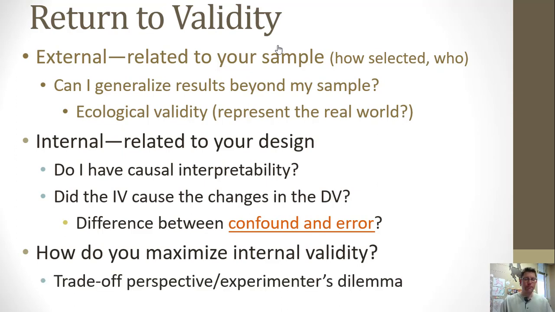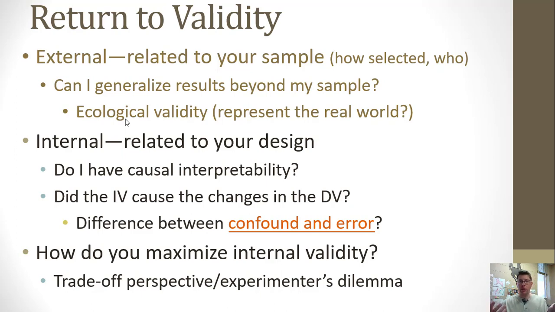The problem is that, and Leary talks about this in your textbook, this creates a trade-off perspective or an experimenter's dilemma. When we maximize internal validity by running studies in the lab, very artificial, we control everything, that slightly decreases our external validity, specifically this ecological validity. We are less representing how things operate in the real world because it's so artificial in the lab. So maximizing internal validity lowers external validity a little bit.